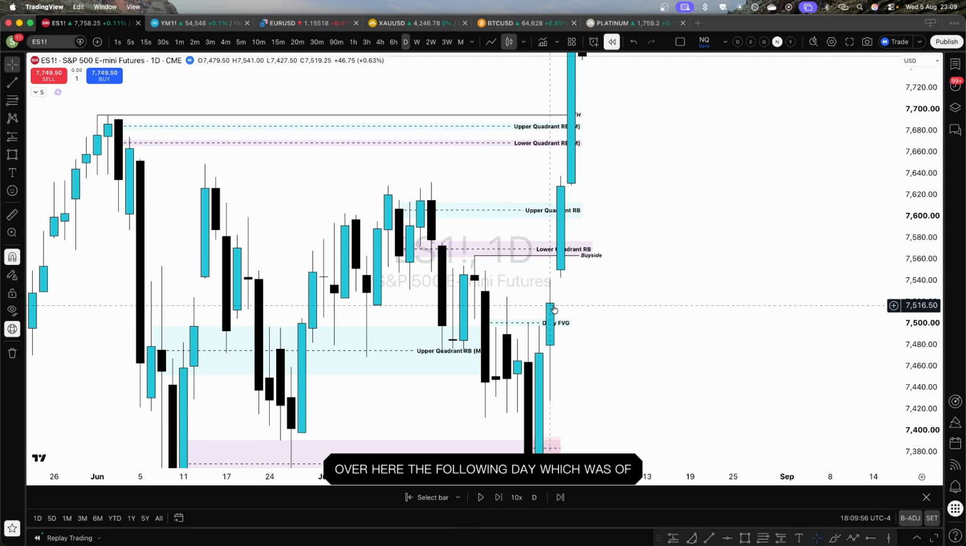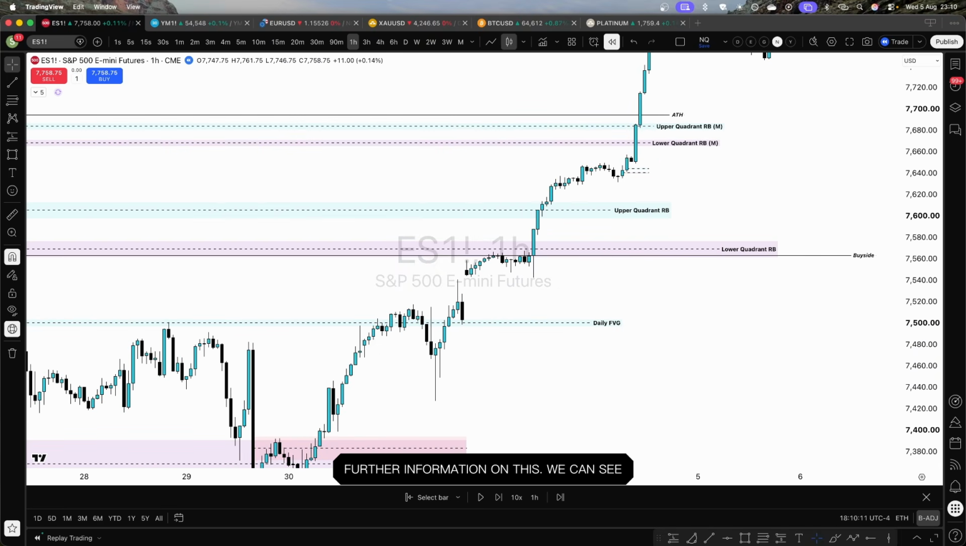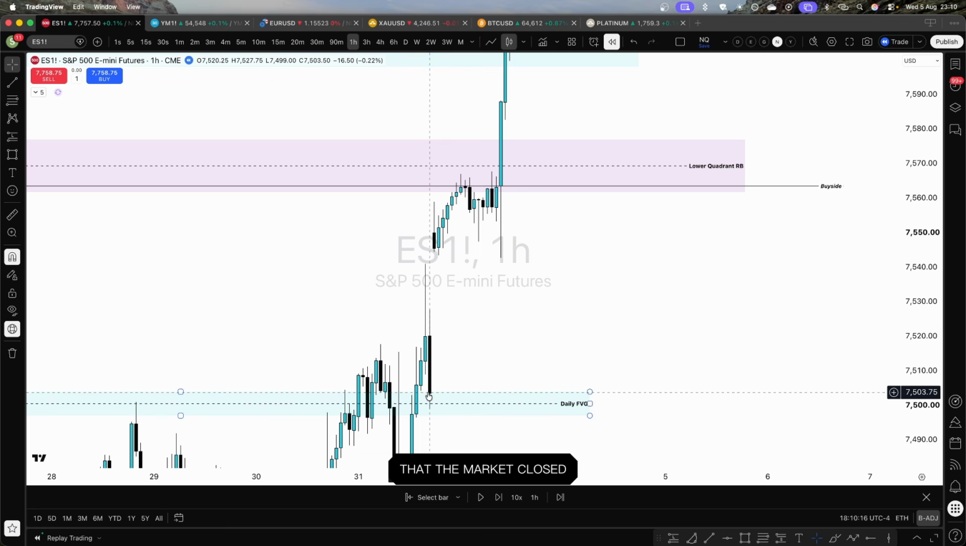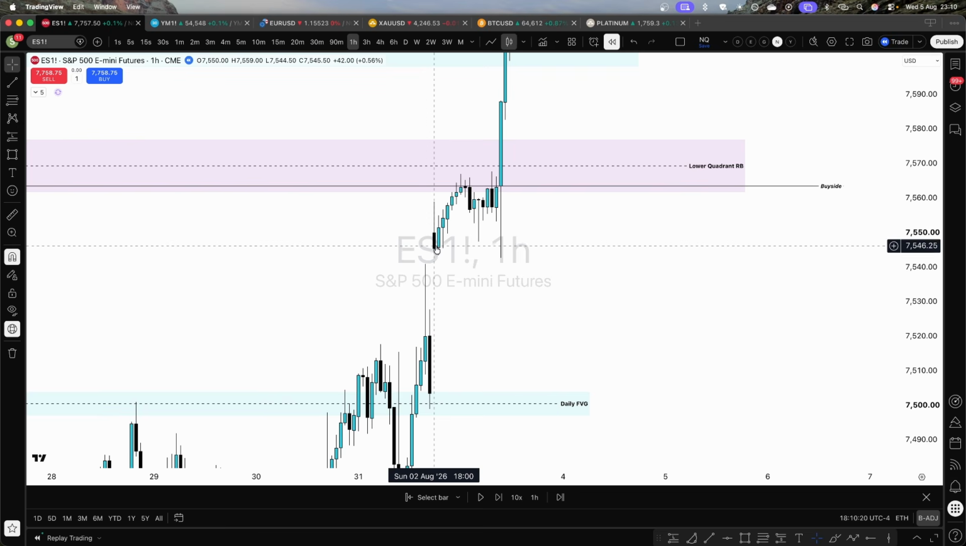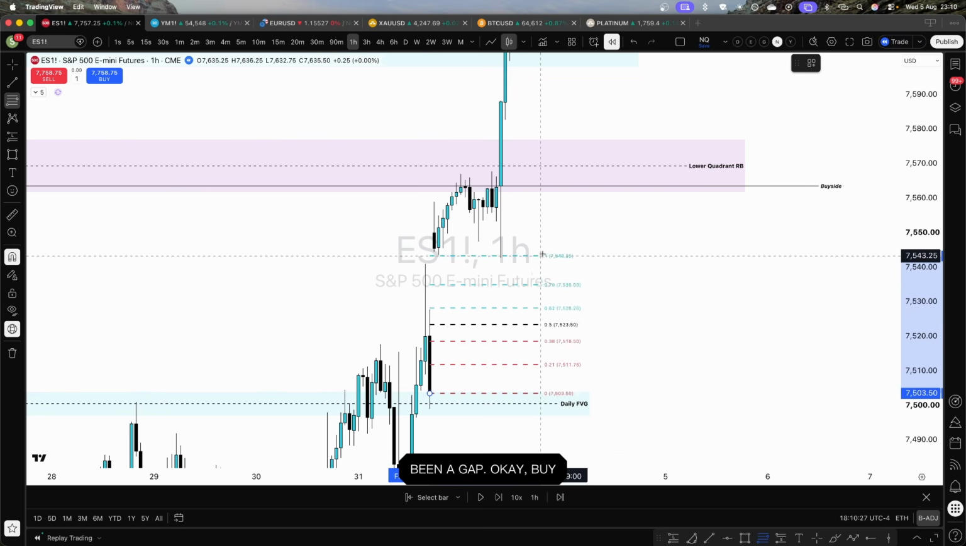Over here, the following day, which was of course Monday, it was the following week actually, we had a gap. This is a new week opening gap. Let's go back to the hourly time frame so we get further information on this. We can see that the market closed right here, and then we opened up here. So in this level here, there's been a gap.